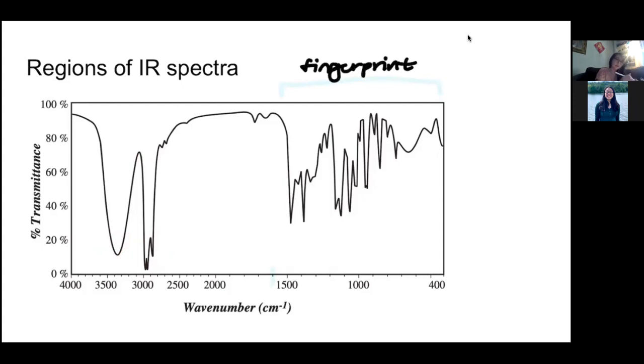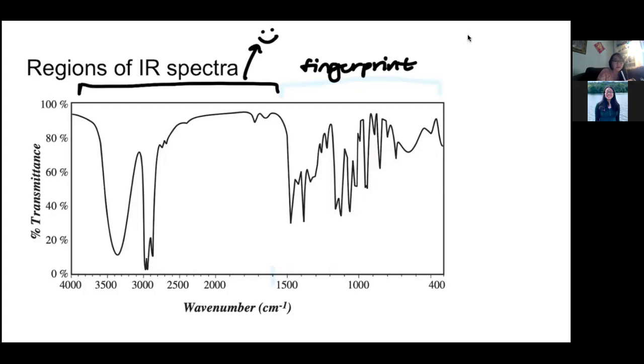And while this is useful for actual chemists, it is not useful for us. So we actually care about this region up here, the characteristic region. This is the one we like. And now we're going to be talking about some of the important characteristics that we use to identify peaks.